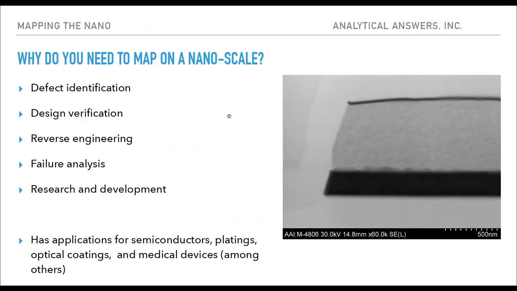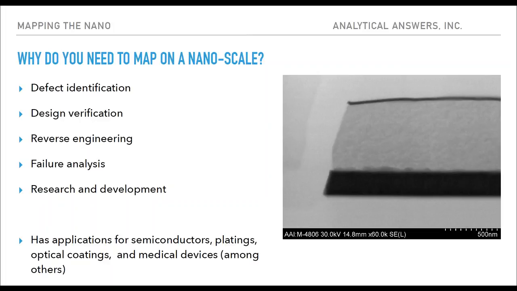So first of all, why do you need to map on a nanoscale, or actually any scale? You could be looking for defects. You could be looking to see if a product was made the way it was supposed to be made. You could also be trying to figure out how your competitors are making their products, or you can look at how things are breaking when they're not supposed to and do a failure analysis. Of course, there's lots of applications. When you're really trying to get to the nanoscale, many applications aren't appropriate for that. You really have to pick it on a case-by-case basis.